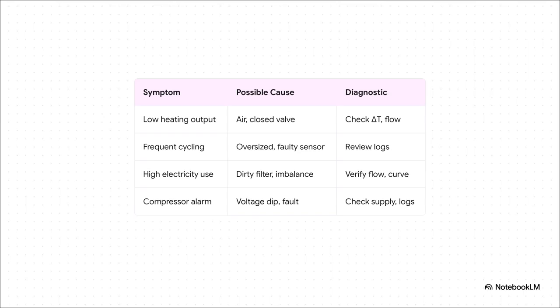For example, a low heating output may indicate air in the hydraulic circuit, a closed valve, or low refrigerant levels. The diagnostic approach is to check the temperature differential, flow rate, and system pressures. Similarly, frequent on-off cycling suggests reviewing the unit's runtime log and checking sensor calibration.